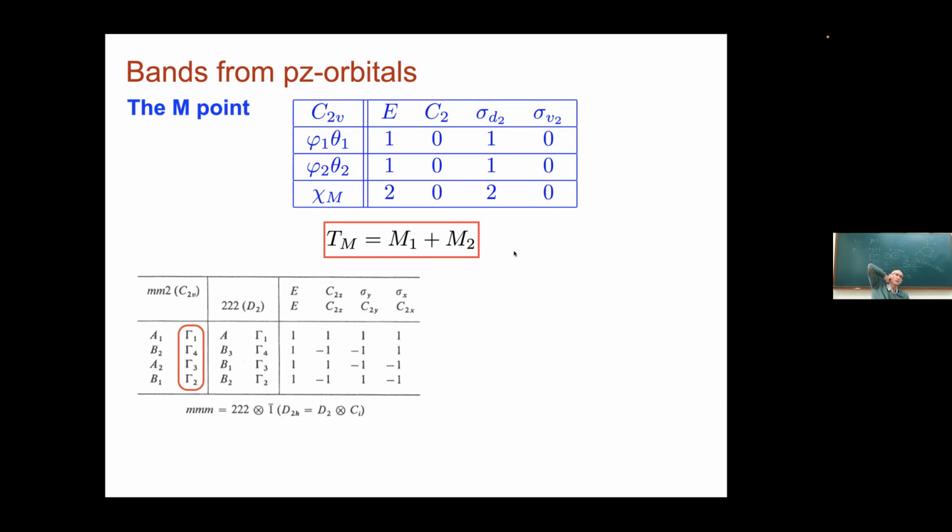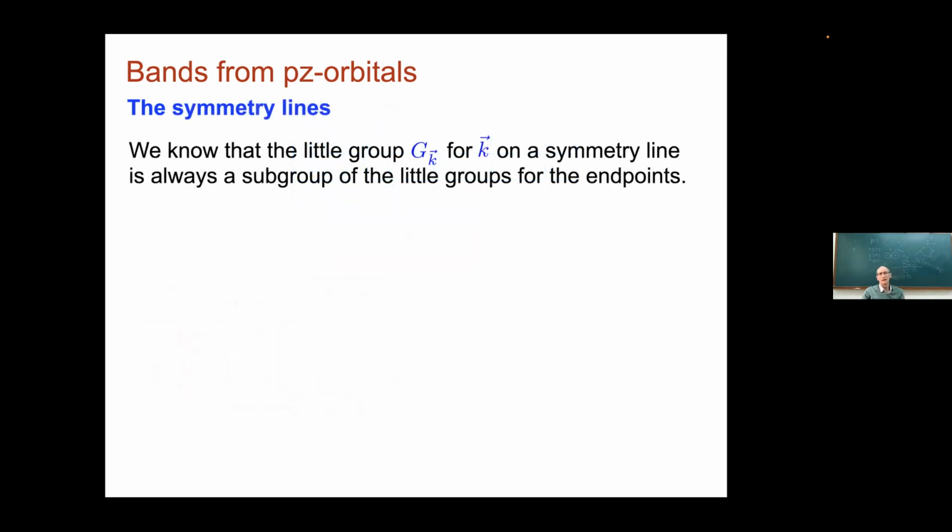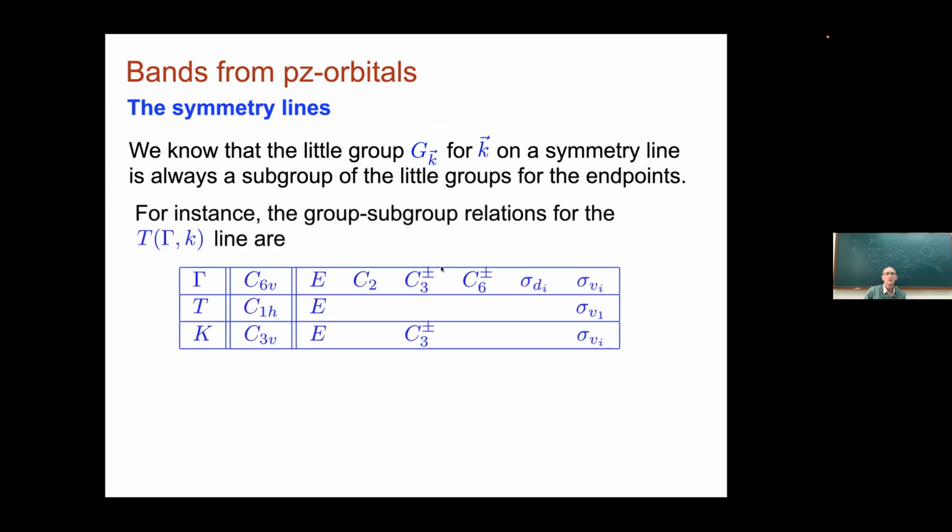For lines, the computation of phases is almost always unavoidable, and it's a bit more complicated here. But you can completely avoid repeating the analysis for the lines if you use subduction. That's the power of subduction. I'm going to do this just for one line, basically the T line that connects gamma and K. And now, if you think a little, you see that this always has to be like that.